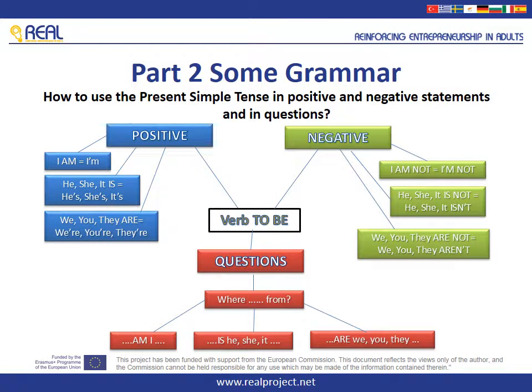Now, let's see how to use the present simple tense in positive and negative statements and in questions. Let's take the basic verb to be. In blue, you see the positive form of the verb. In green is how we do the negative forms. And in red is the way we ask questions. Be careful about the inversion of the verb and the subject or pronoun when asking questions in English. The verb always goes before subject or pronoun. This is a common mistake, so be careful.